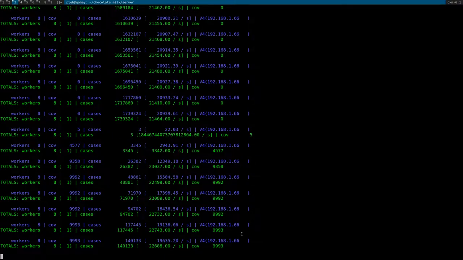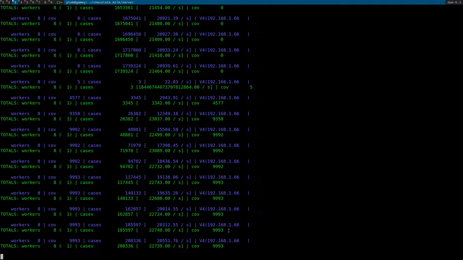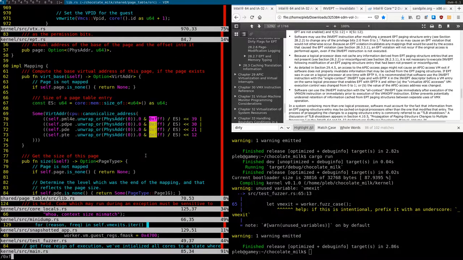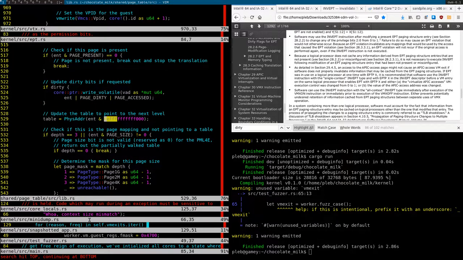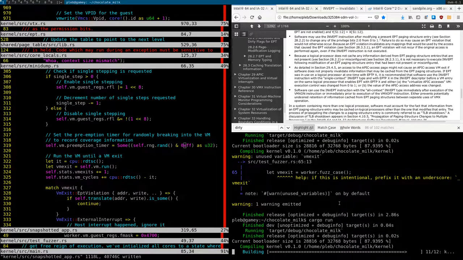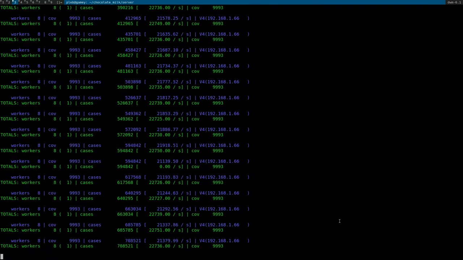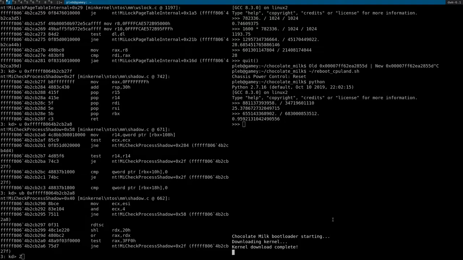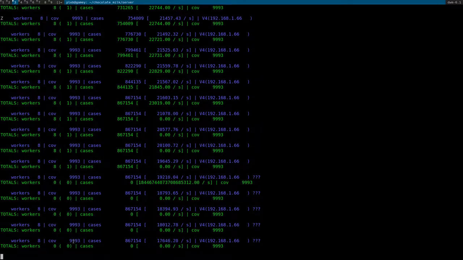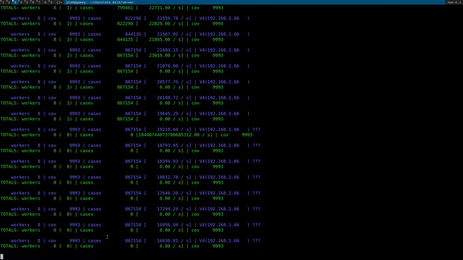Coverage looks a little bit low. Okay, so coverage is 9993. Oh, yeah, we set that to really high, didn't we? This. We'll set that to FF. We'll observe a little bit more coverage with this. There we go. That reset. There comes the reset, and then coverage, 9993. Okay, that might just be the amount of coverage that we have now.